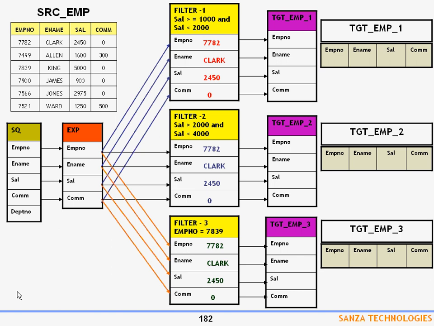So it will test the condition where salary is greater than; it checks this, and it does not satisfy the condition. It checks this, yes, this satisfies my condition, salary greater than 2,000 and less than 4,000. Check this, employee number is equal to 7839, but this employee number is 7782. So the condition is not true here, so these two filters will drop this record. The second filter transformation is successful because the condition is satisfied, so it goes and inserts into the second target table.